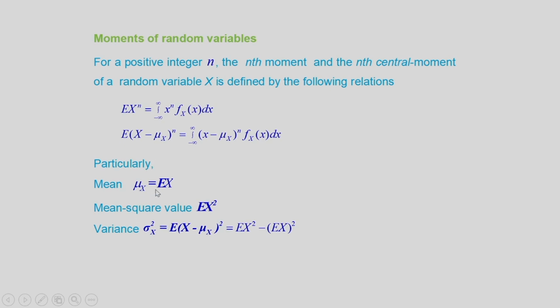Particularly these moments are important for us. Mu x, the first order moment, is equal to E of x; the mean square value is E of x square; and similarly the variance is sigma x square, that is E of (x minus mu x) whole square. We can use the property of expectation and establish that this is also equal to E of x square minus (E of x) whole square.